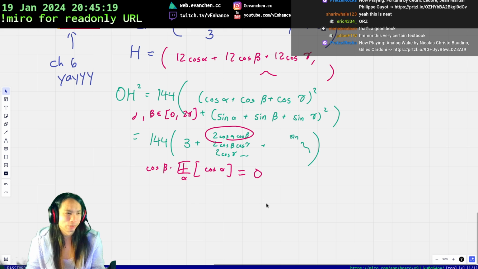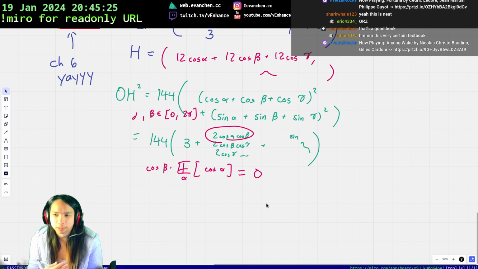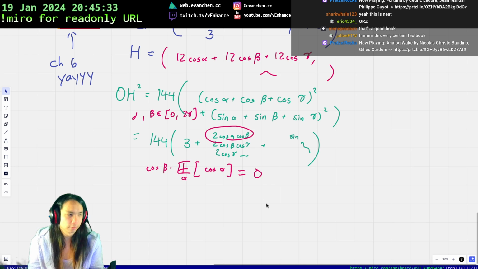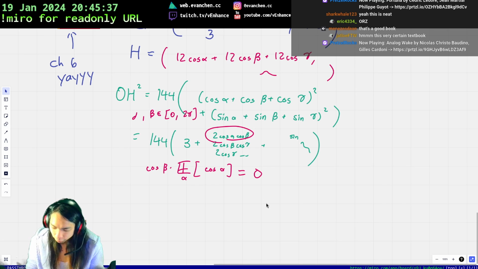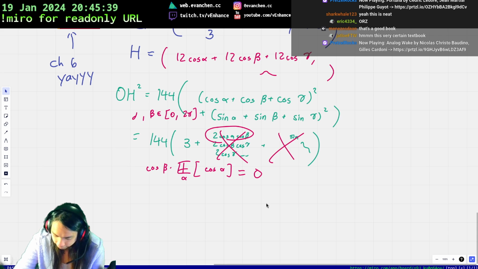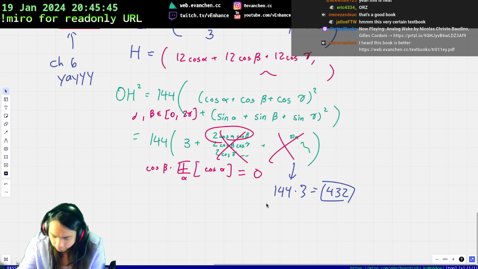And cosine alpha times cosine beta isn't any different. You can either fix beta or fix alpha or do anything, but everything is so symmetric that the expectation of any term like this has to be 0. Everything is symmetric around plus or minus. So all this is a long-winded way of saying this dies and this dies, and therefore you get 144 times 3 is 432, and that's the answer.